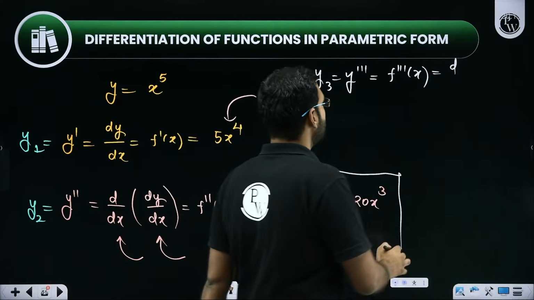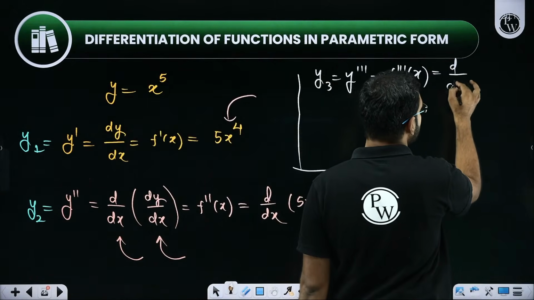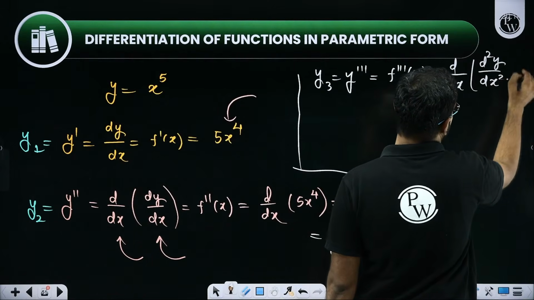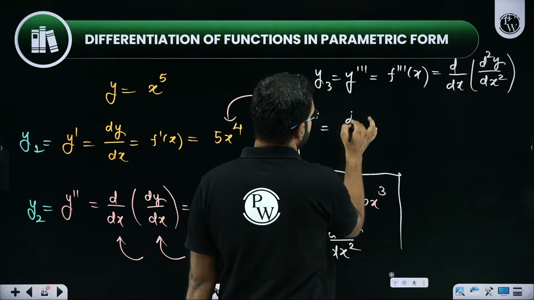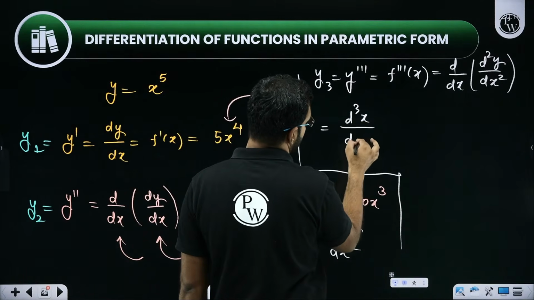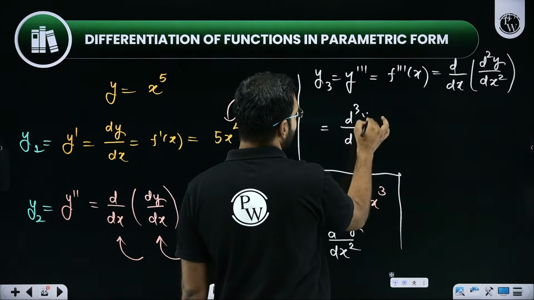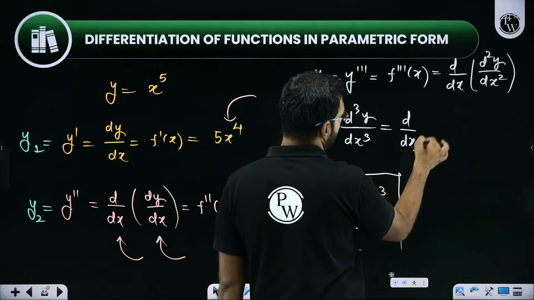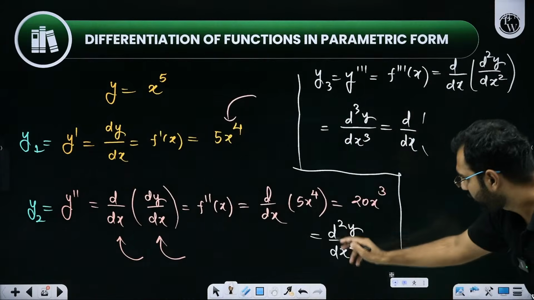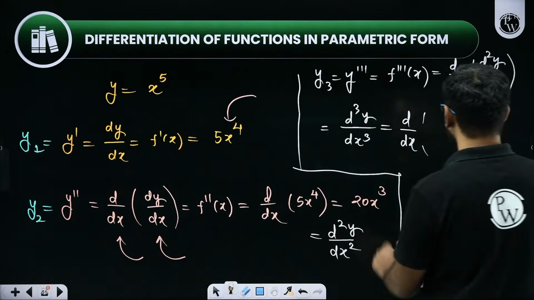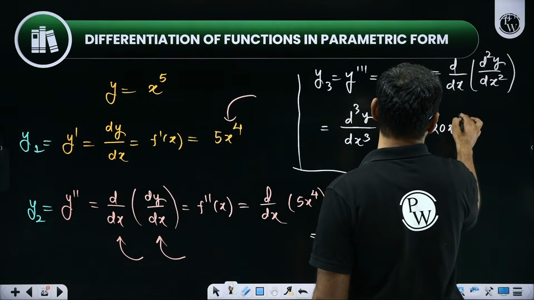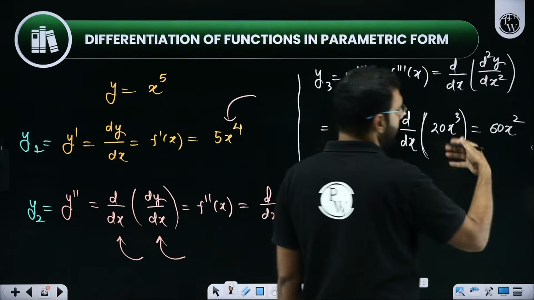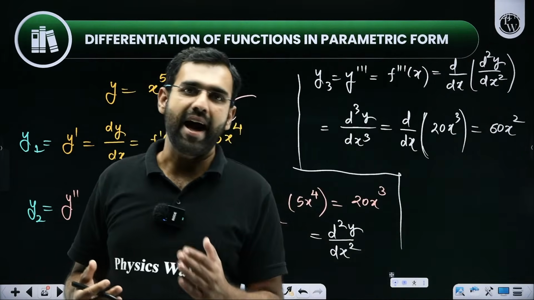So if I ask you d by dx of d2y by dx square, this can be written as d3y by dx cube. So what does it mean? It simply means d by dx of d2y by dx square. What was the second derivative of y? That was 20x cube. So it will be 20x cube's derivative with respect to x, which is 20 into 3, 60x square. So are you understanding this concept of higher order derivatives?